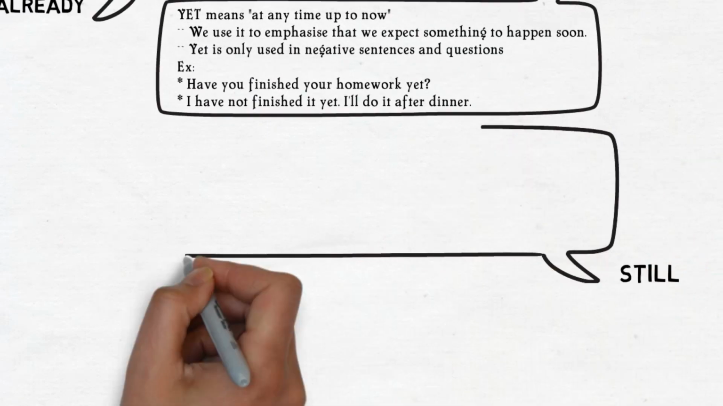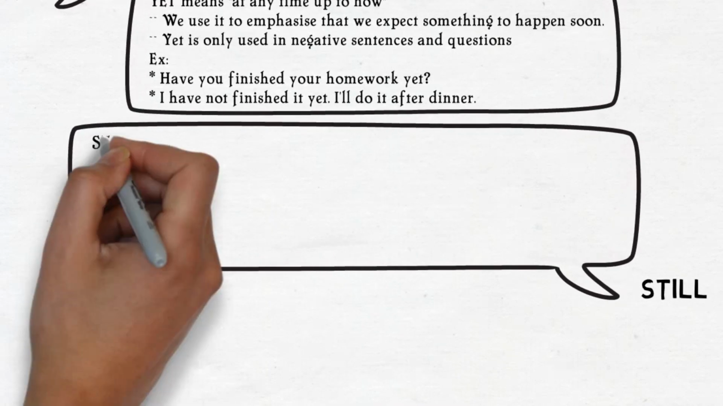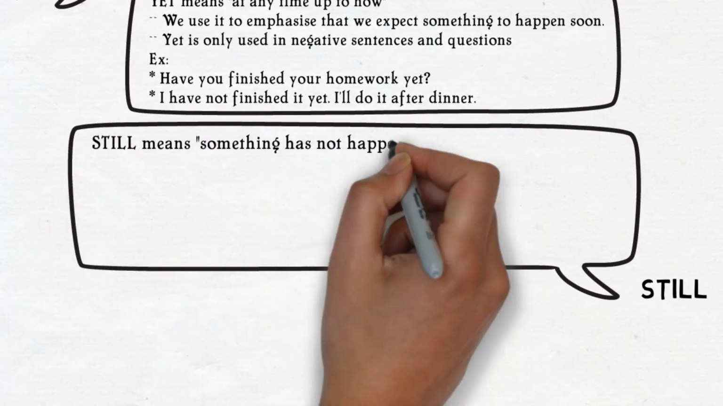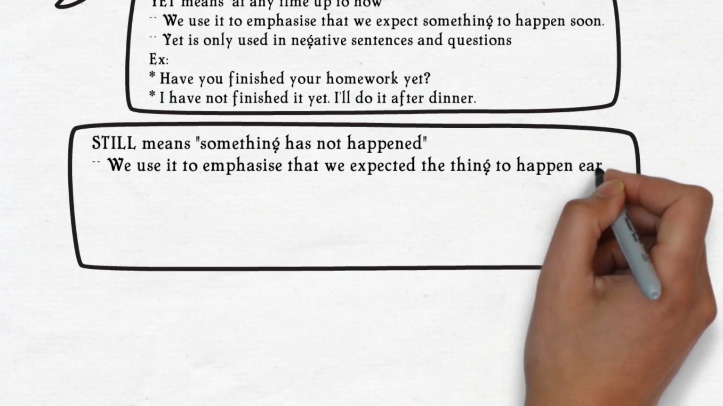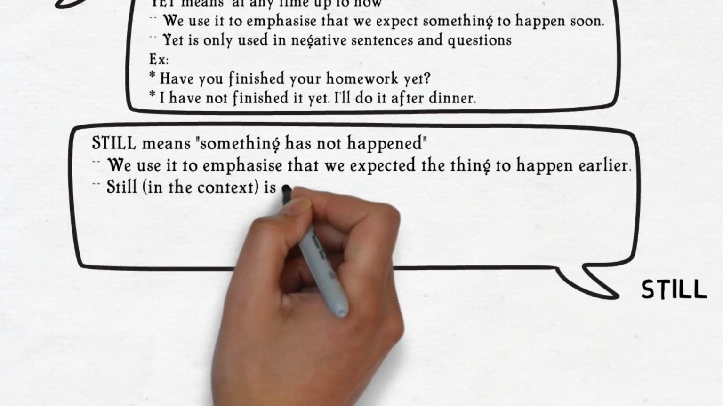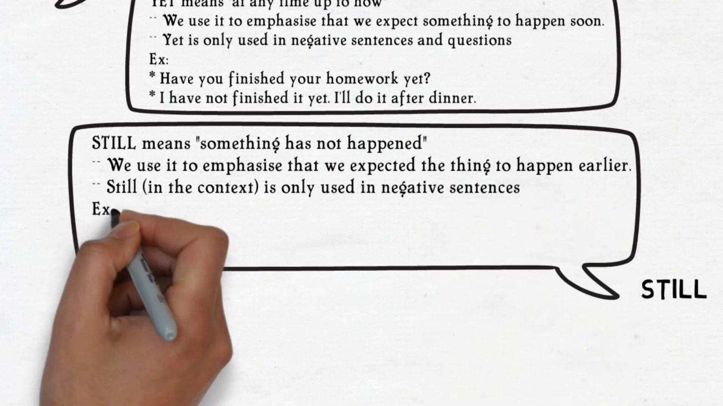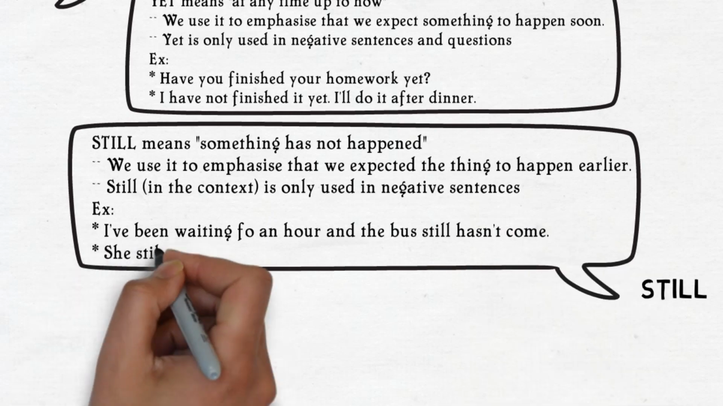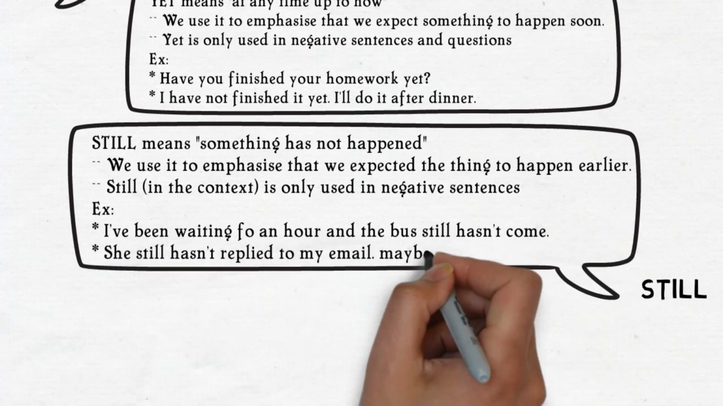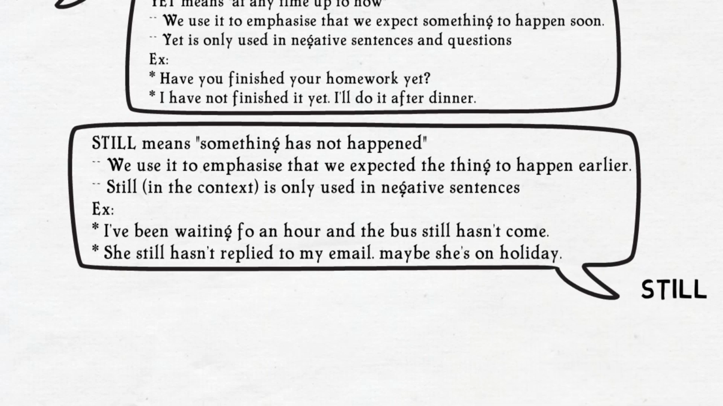So we're talking about still, how to use still in sentences. Still means something has not happened. We use it to emphasize that we expected the thing to happen earlier. Still, in this context, is only used in negative sentences. For example, I've been waiting for an hour and the bus still hasn't come. Second, she still hasn't replied to my email. Maybe she's on holiday. Still comes before the subject, the bus, they, or she, and the auxiliary verb, hasn't or haven't.